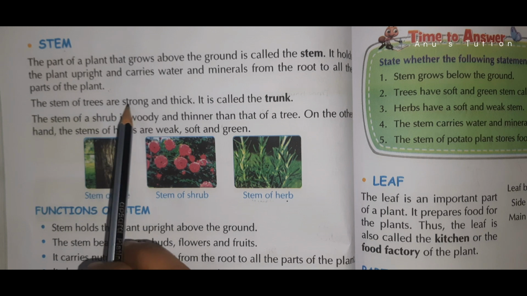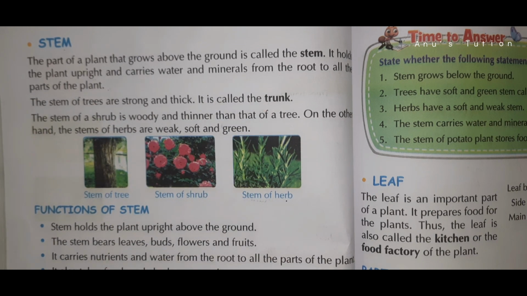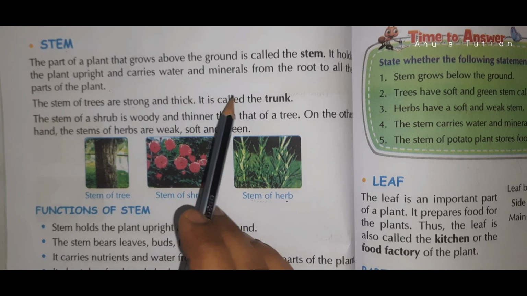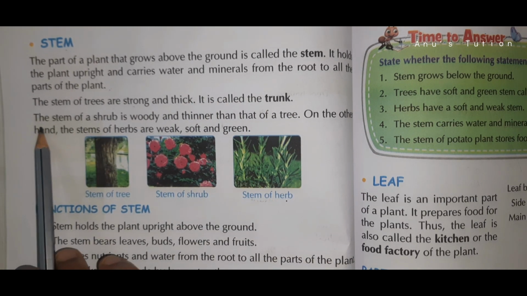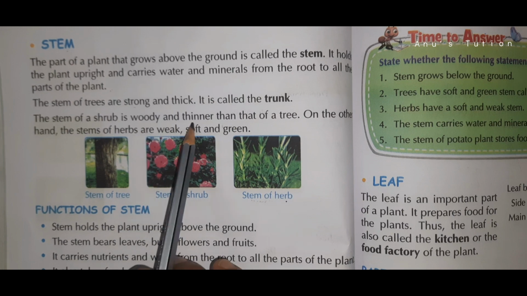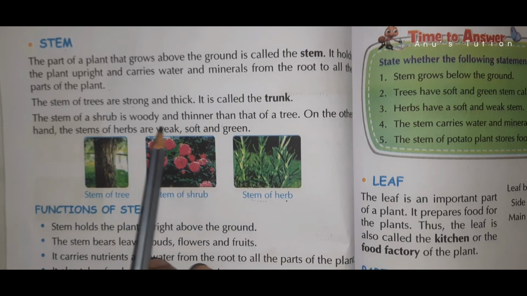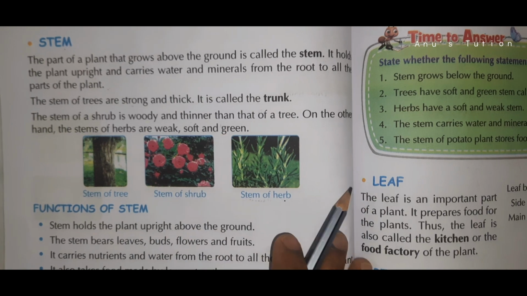The stem of trees is strong and thick. It is called the trunk. The stem of a shrub is woody and thinner than that of a tree. On the other hand, the stems of herbs are weak, soft and green.